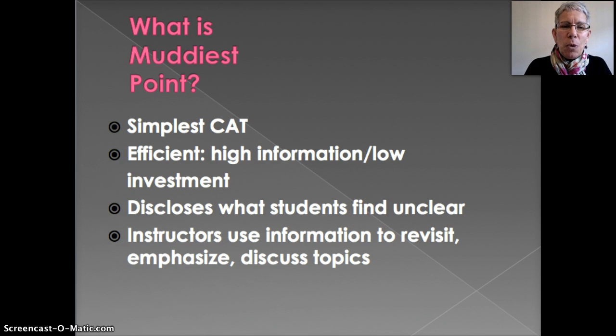Firstly, what is the Muddiest Point? Well, it's considered one of the simplest classroom assessment techniques. It is, according to Angelo and Cross, the simplest and most efficient, giving high information for low investment. It discloses what students find unclear or confusing about the course, lesson, or presentation, and once instructors have gathered that information, they can use it to revisit and discuss the topics that are unclear.